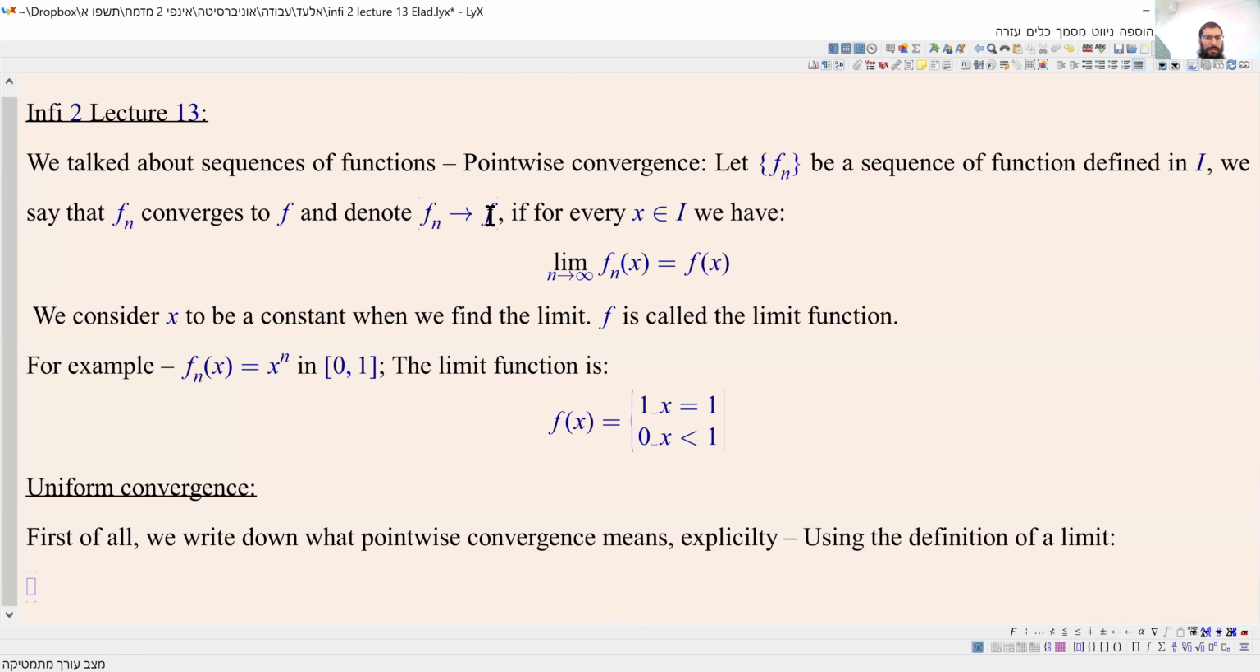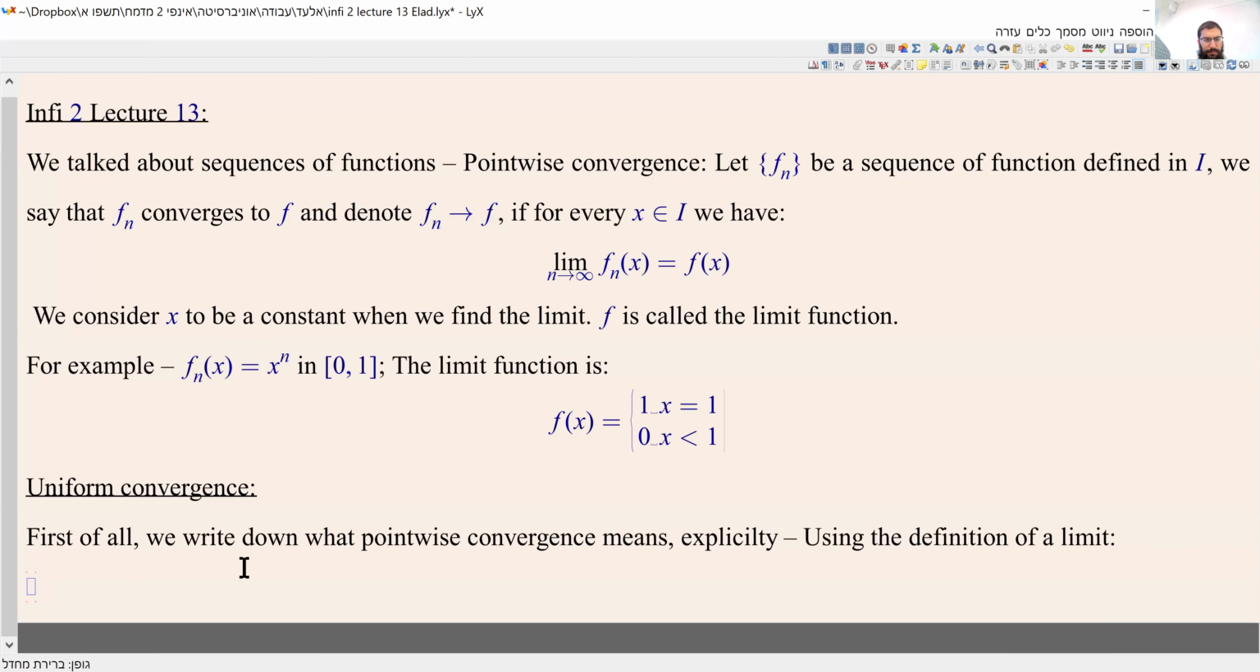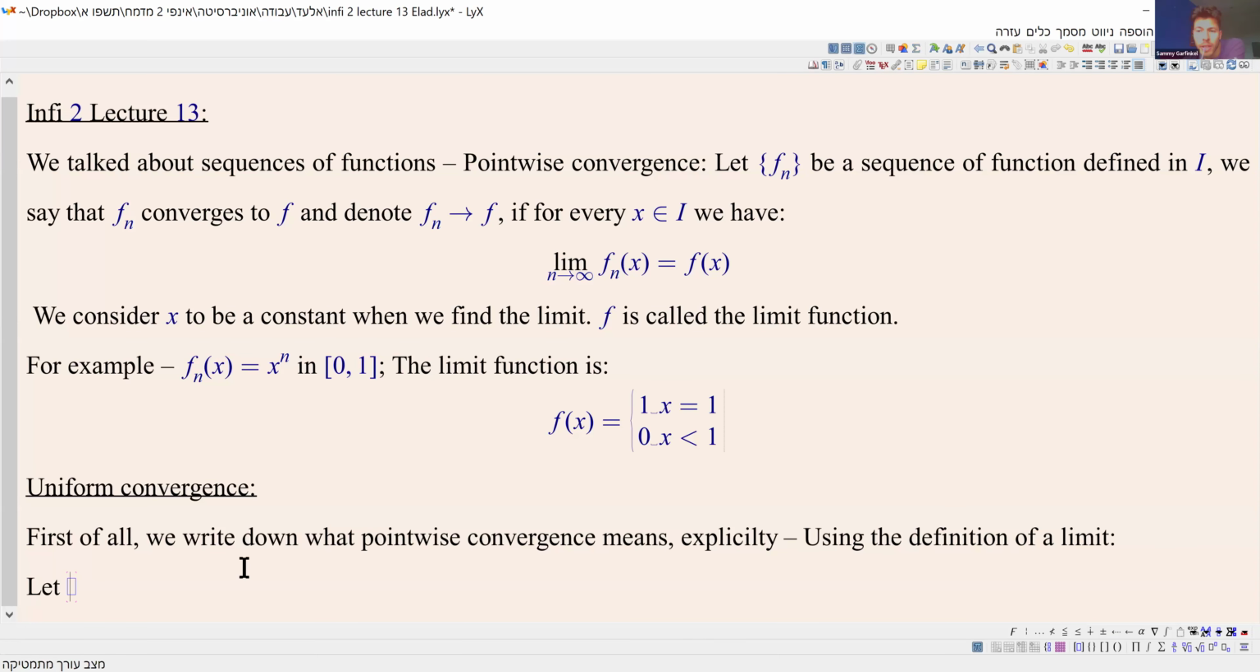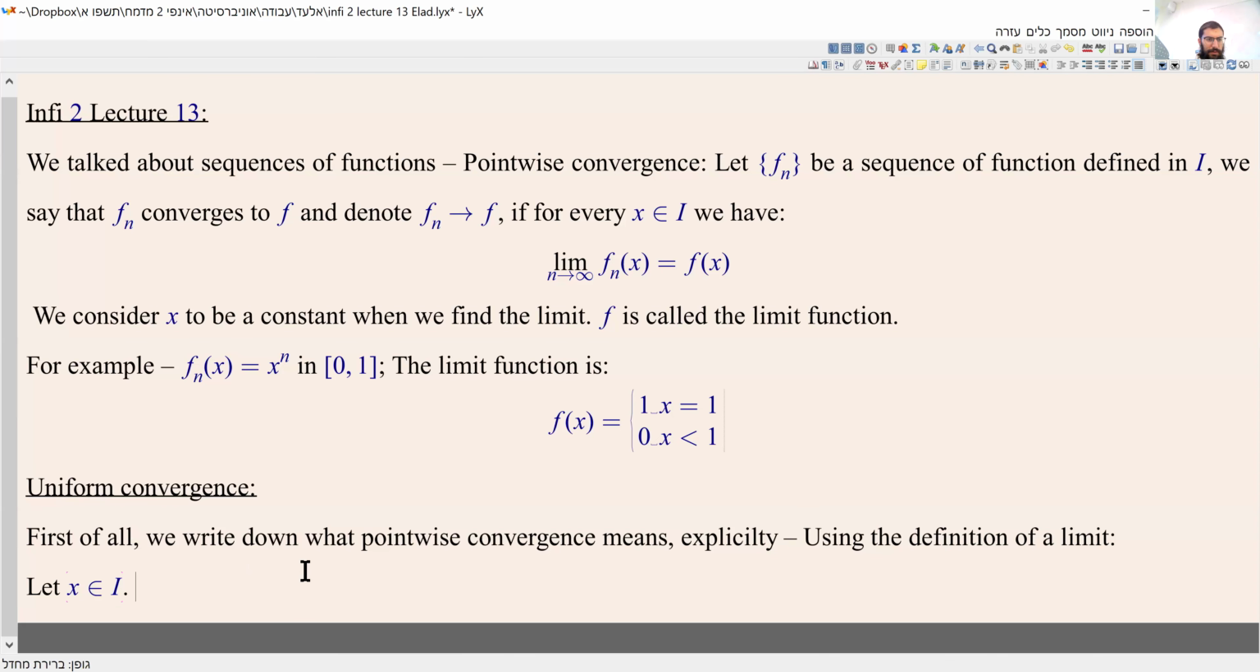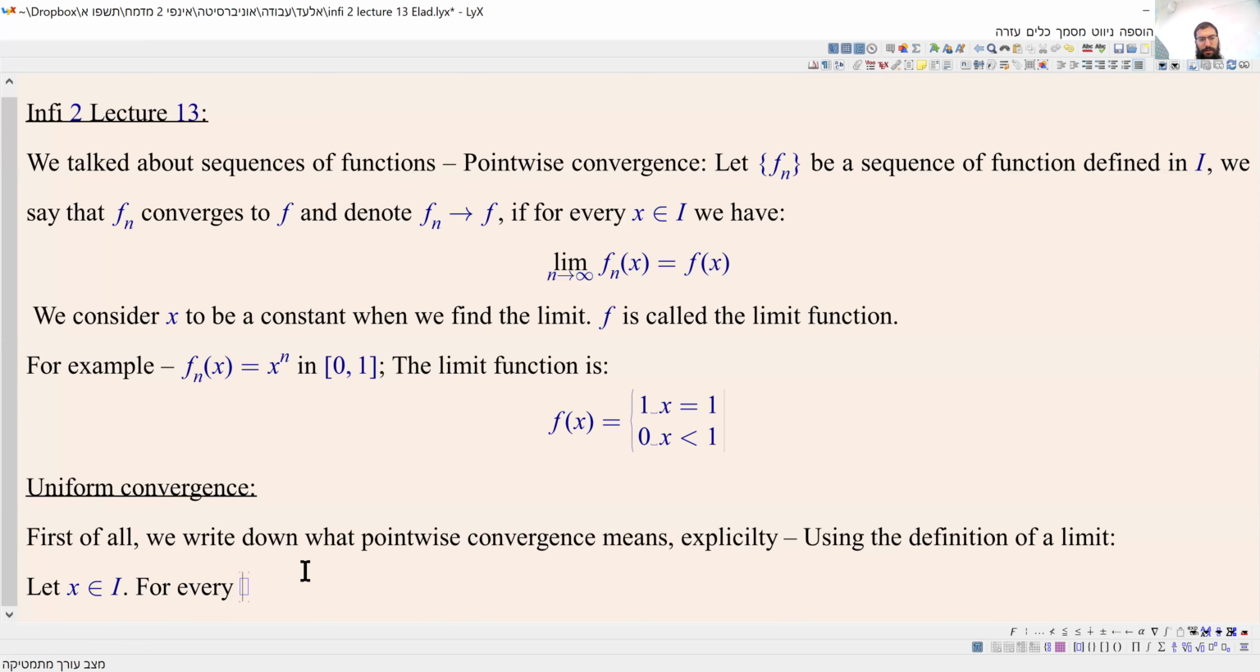Pointwise convergence. Let x be some element in I. Then for every epsilon, positive epsilon, by the definition of limit.